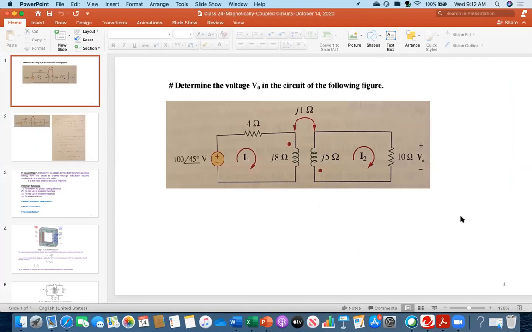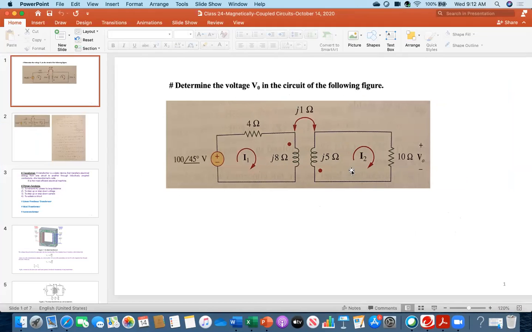Yes, sir. Okay. So last time we were discussing magnetically coupled circuits, so today we will continue that. At the beginning, there is a problem. Determine the voltage V naught in the circuit of the following figure.